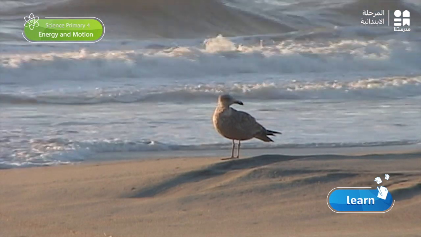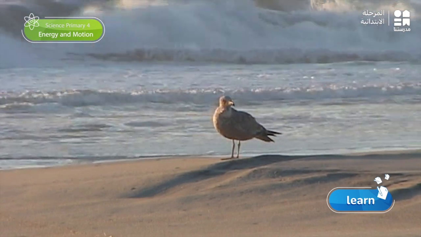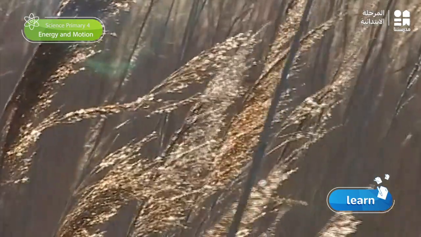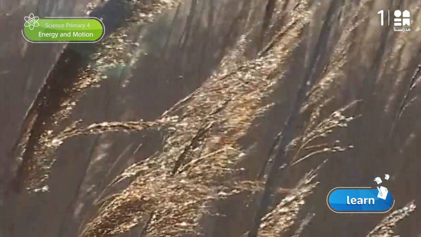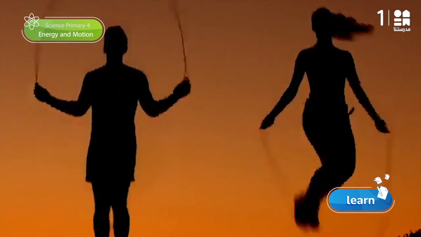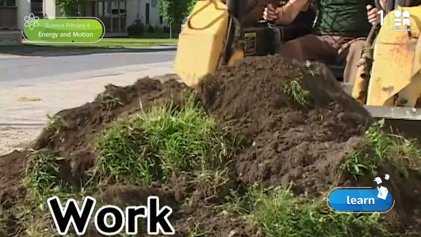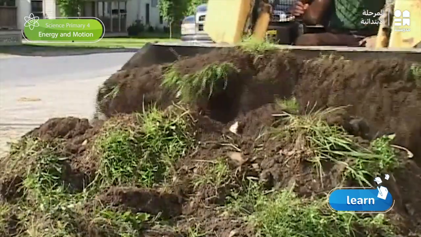We can't really see energy in the same way that we see objects around us, but it is possible to see what energy can do. Energy is the ability to do work. Work occurs when an object is moved or changed.